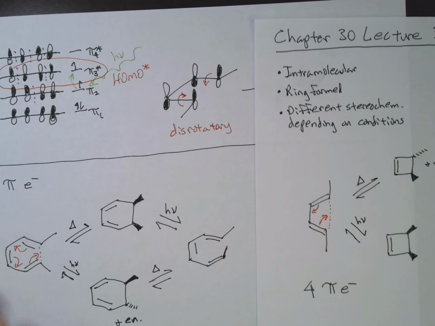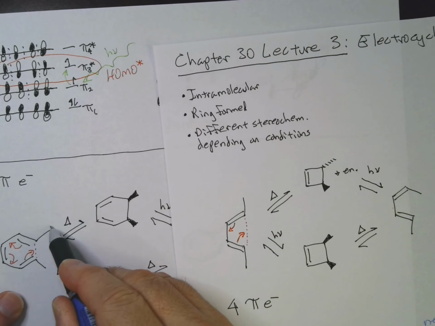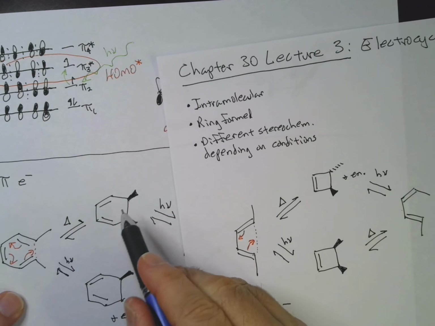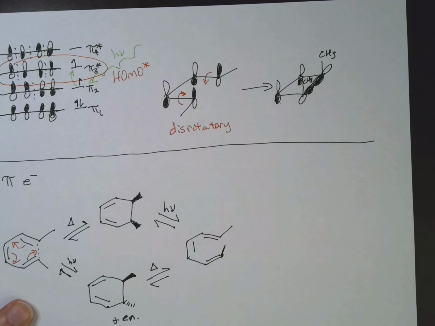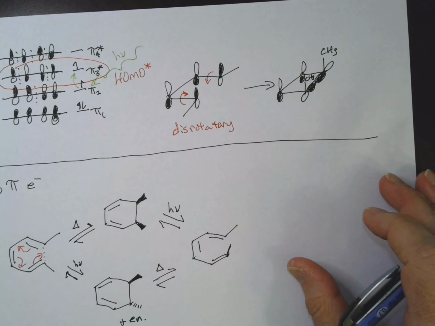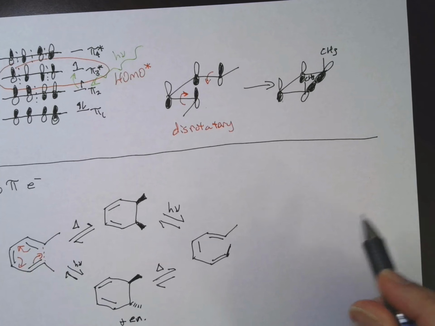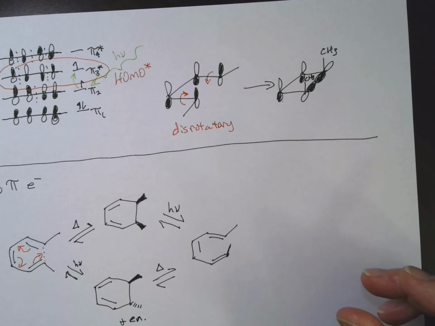The 6 pi electron system does something similar, but it's basically opposite. When we've got our methyl groups pointing out like this, trans to the rest of the molecule, when heat is present, we get the cis product. The 4 pi electron, when heat is present, we got the trans product. And we can explain this with a molecular orbital picture as well. And I'm going to let you guys give that a try. It should be in the text as well. Let me check real quick here.